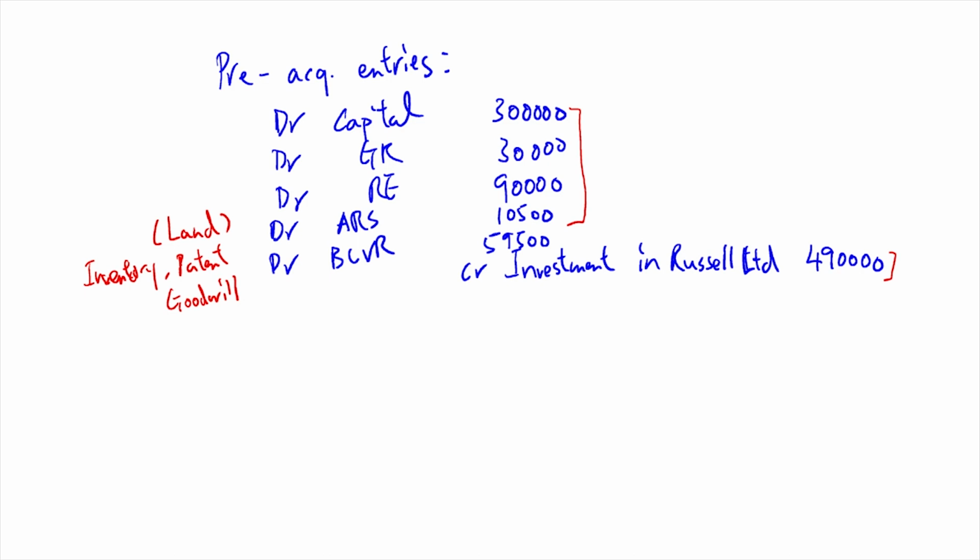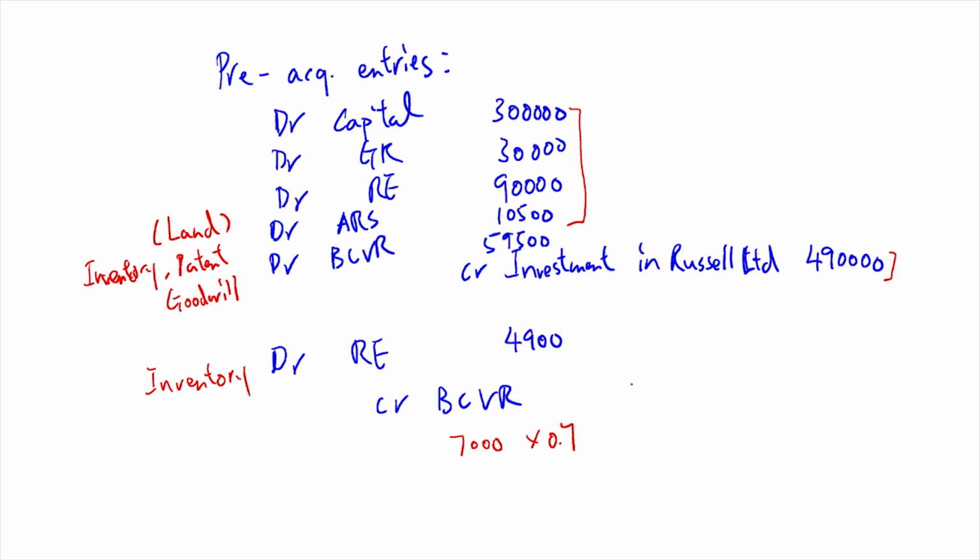Okay, what are the other journals that we need to recognize? With this one, we need to know what happened with the assets. With land, you have already revalued that. There's no further journal. But with inventory, as you remember, we sold the inventory 1 year after acquisition, which is not in the current year. As a result, we need to reverse the BCVR for the inventory. So we go to debit retained earnings, and then credit BCVR. And then specifically, this one is about inventory. And the calculation would be $7,000 after tax, which means the amount would be $4,900. That will be for the inventory.